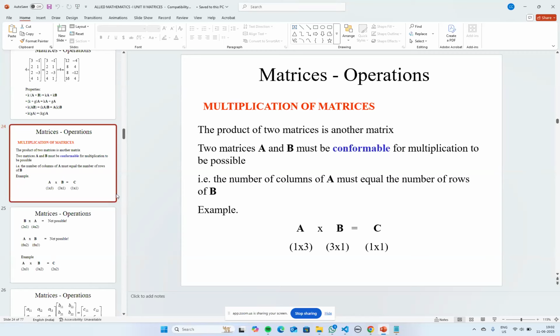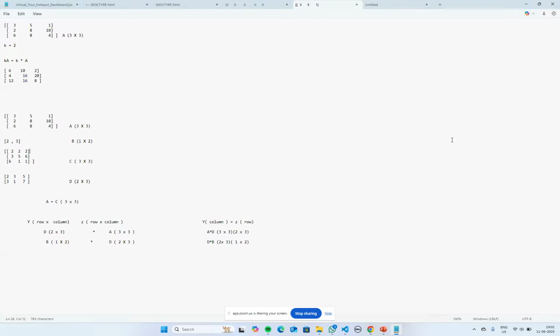So we were talking about matrix multiplication. In order to multiply two matrices, there are two rules you need to follow. That is the dimension, or the size, of the matrix. First, it has to be equal.